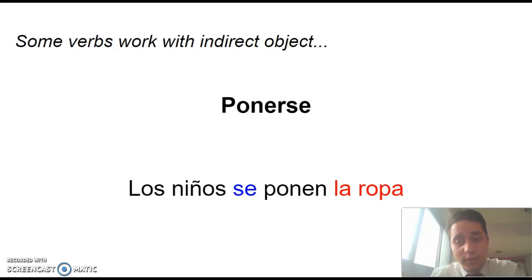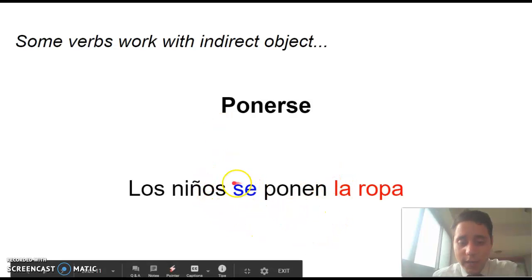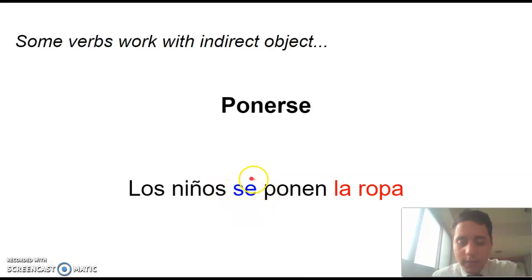Ponerse, a reflexive verb, to put on. Los niños se ponen la ropa. The kids get their clothes on. That's how you say it in Spanish. Los niños se ponen la ropa. So right here we see the reflexive pronoun. So who is the receiver of the action?